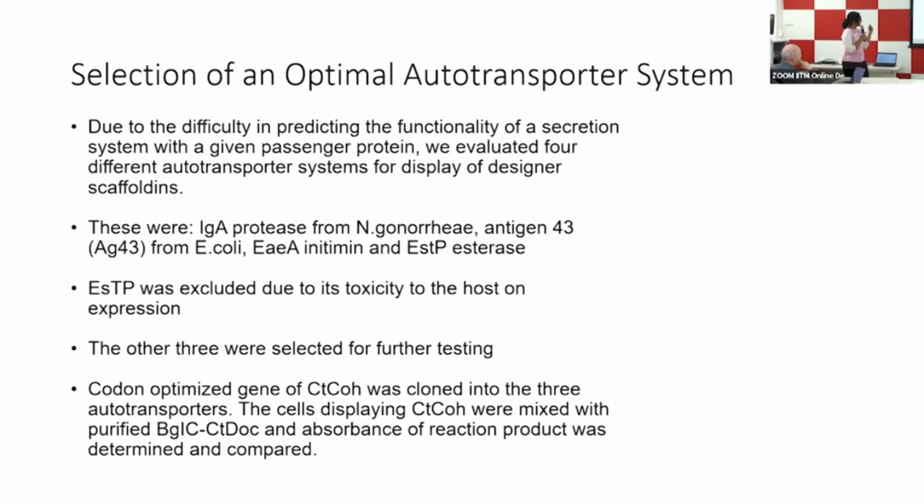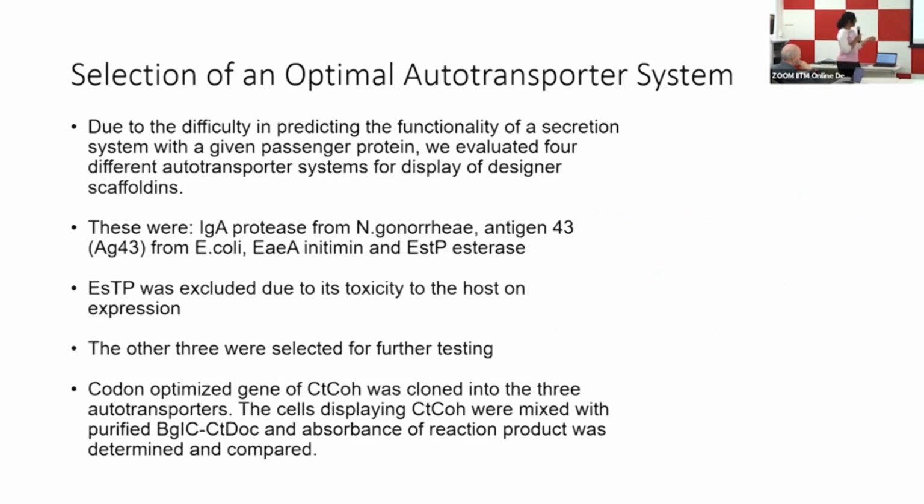So our next step was a selection of an optimal autotransporter system. An autotransporter system is basically a monomeric type 5 secretion pathway, which is responsible for the display of our recombinant proteins on the cellular surface. However, it is difficult to predict the functionality of a secretion system with a given passenger protein. So we've taken 4 different autotransporter systems to see which one would be best. These are the IgA protease, the antigen 43 or AG43, the EAA intimin, and ESTP esterase. ESTP was toxic to the host, so we eliminated that, and we checked the other 3 for further testing.